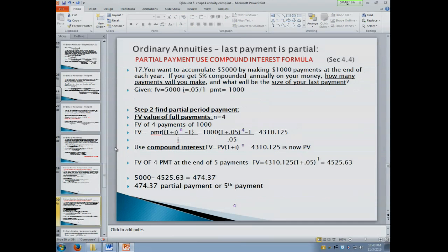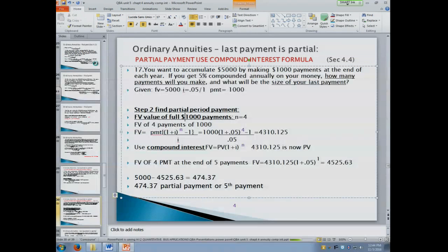So here we are. We're going to find the future value of those full payments, those full $1,000 payments. In fact, I'm going to write it in here. The future value of those full $1,000 payments. So, future value formula of the $1,000. After 4 years, those 4 payments are going to be worth $4,310.125.